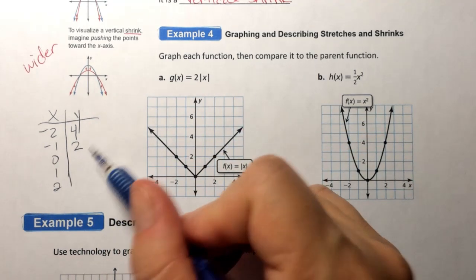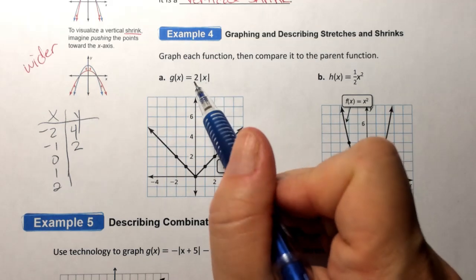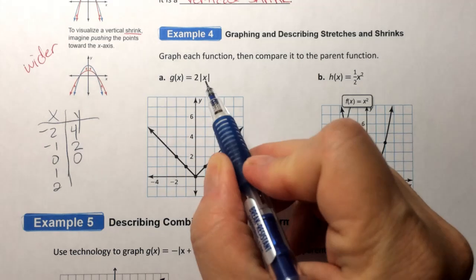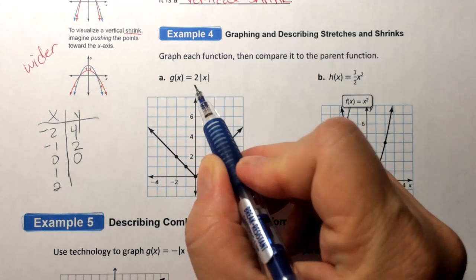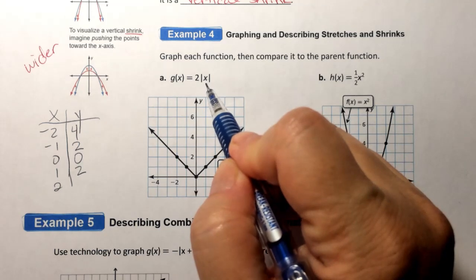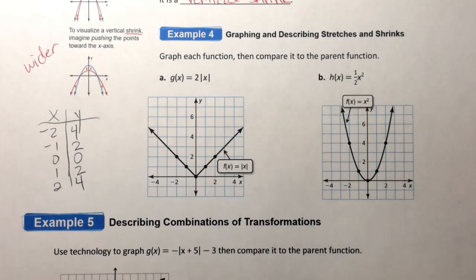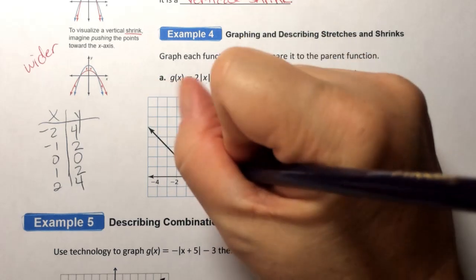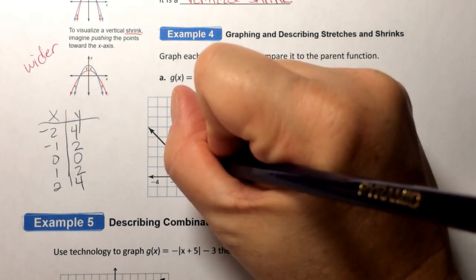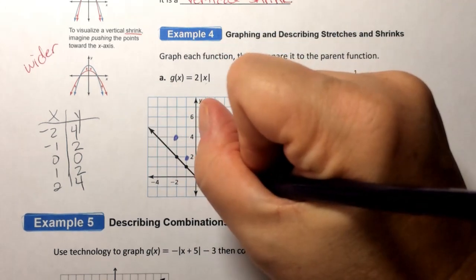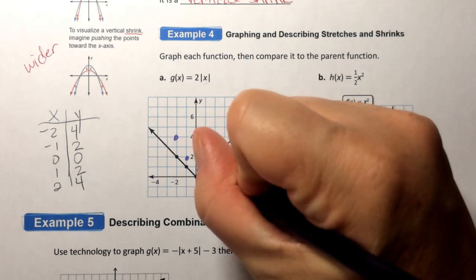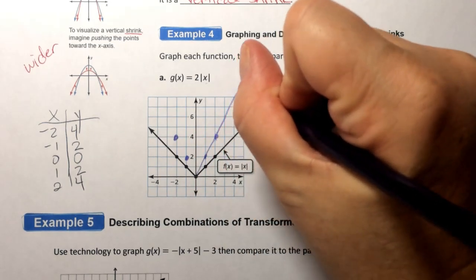All right, so if I plug in 0, absolute value of 0 is 0. Anything times 0 is 0. Plug in 1, I get the absolute value of 1 is 1. 1 times 2 is 2. And last one, absolute value of 2 is 2. 2 times 2 is 4. So I'm going to plot those points. So I have -2, 4, -1, 2, 0, 0, 1, 2, and 2, 4. And then I'm going to do my best to draw this line as straight as possible.